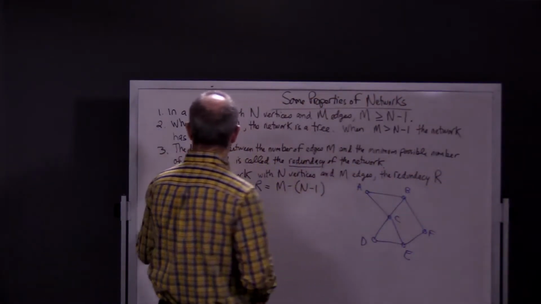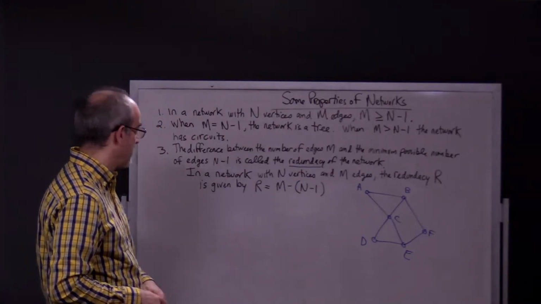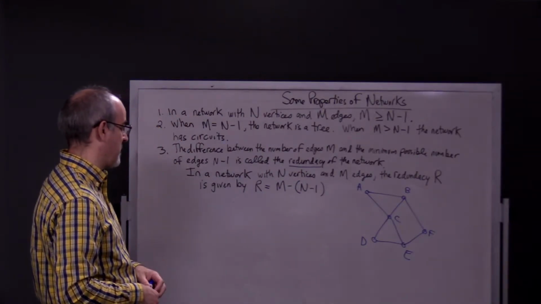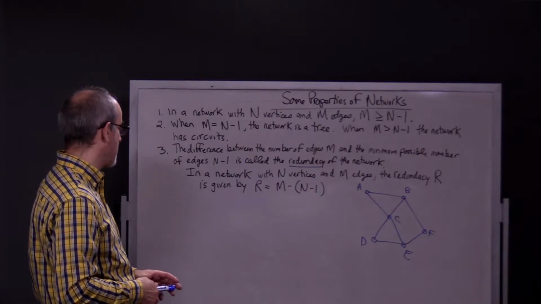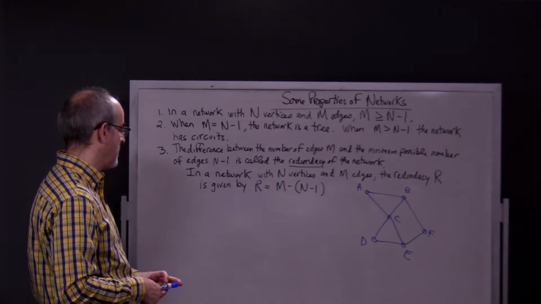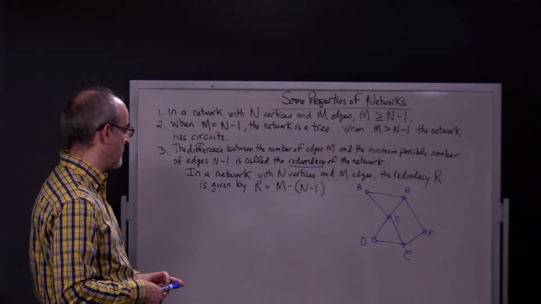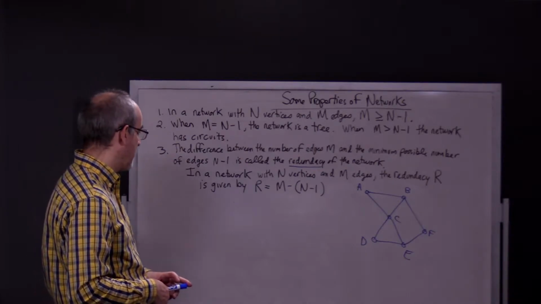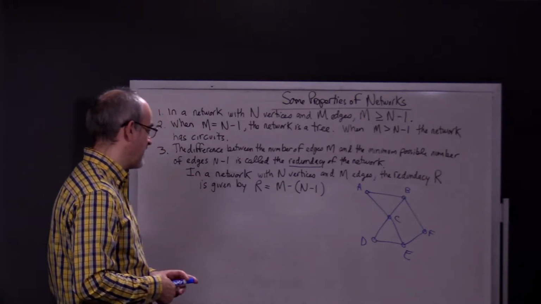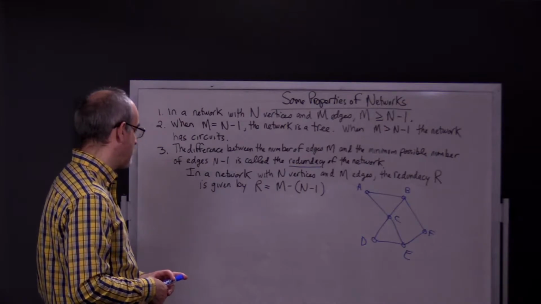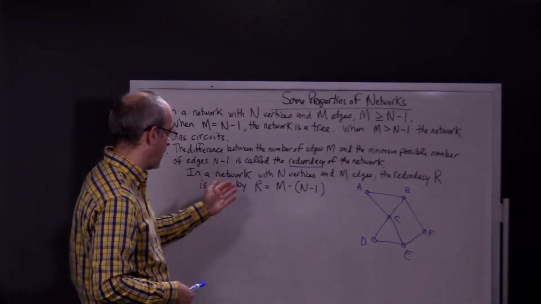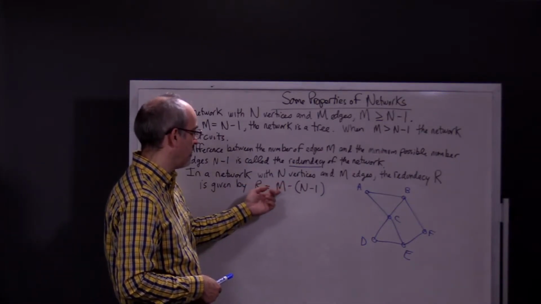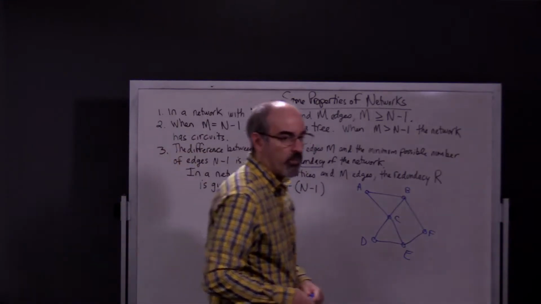Okay. So let's talk about number 3. The difference between the number of edges m and the minimum possible number of edges n minus 1 is called the redundancy of the network. In a network with n vertices and m edges, the redundancy R is given by R equals m minus (n minus 1). Okay.